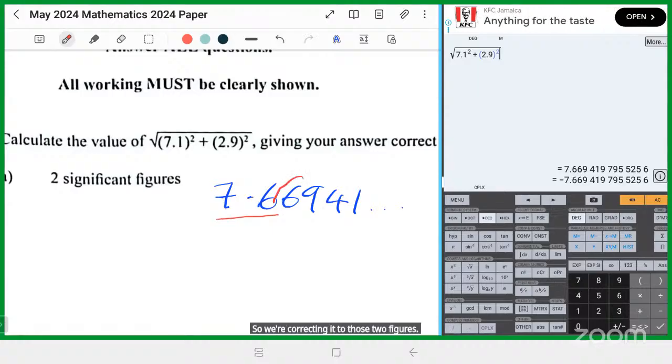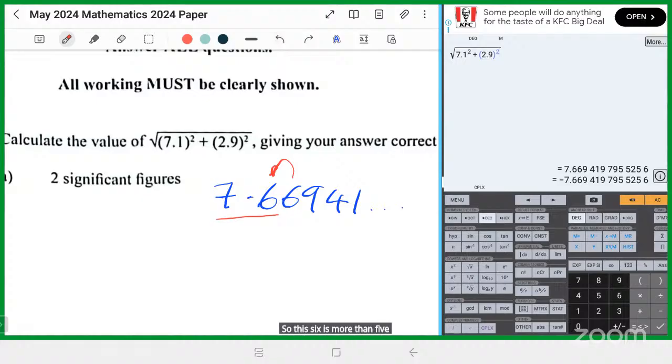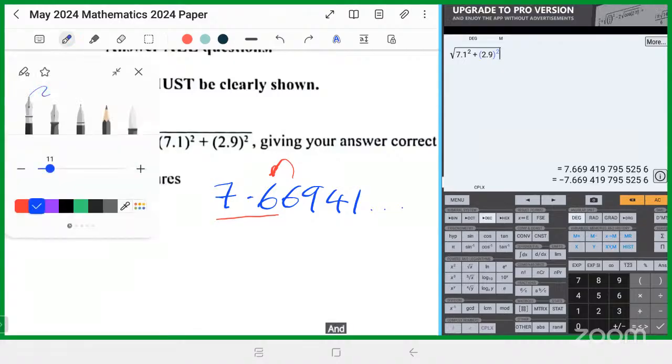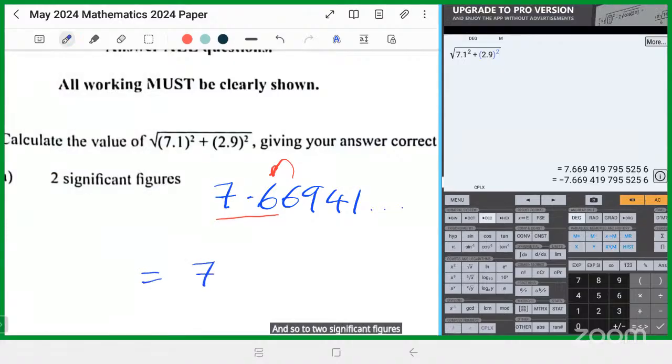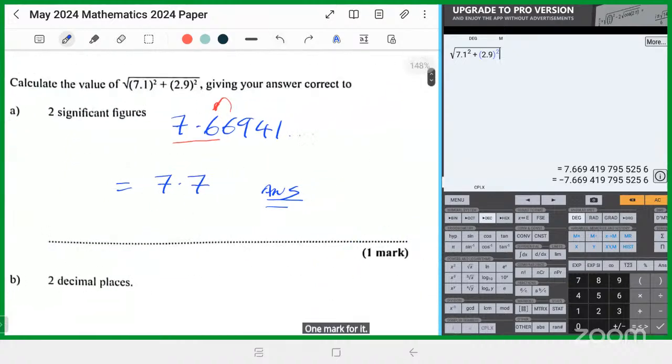So using this digit to correct that 7.6. This 6 is more than 5. 5 or more will always increase this value. And so to two significant figures, this is equal to 7.7. That is the answer to two significant figures. Anything other than that, you're wrong. 1 mark for it. Anything other than this is incorrect.